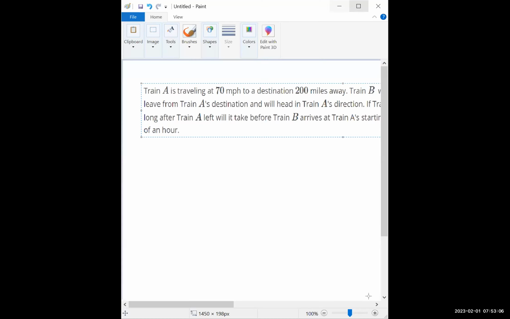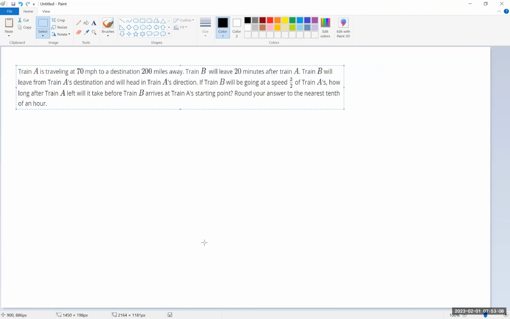Okay, let's go ahead and take a look at this problem, which we're going to try to approach using George Polya's four-step problem-solving method. Let's read the problem first. It says train A is traveling at 70 miles per hour to a destination 200 miles away. Train B will leave 20 minutes after train A. Train B will leave from train A's destination and will head in train A's direction.